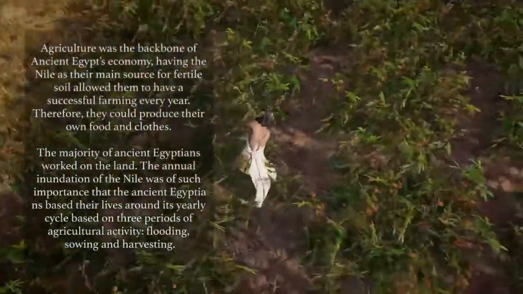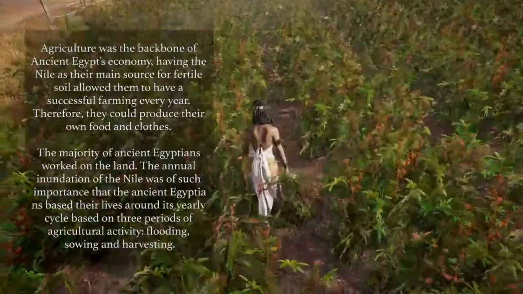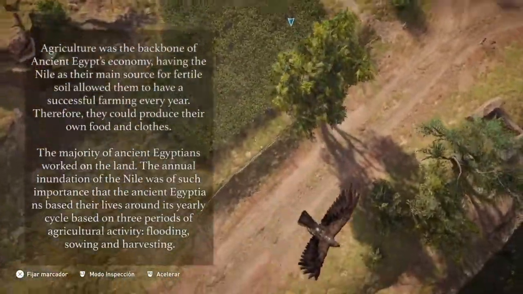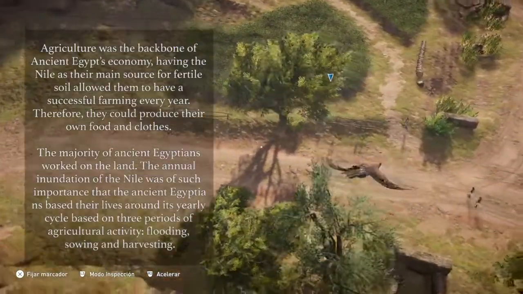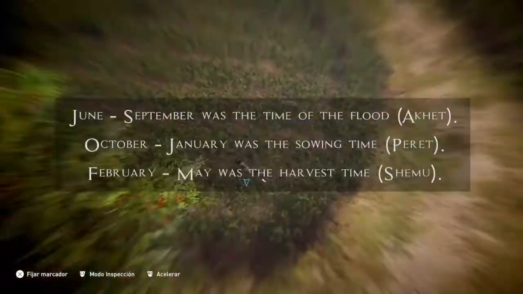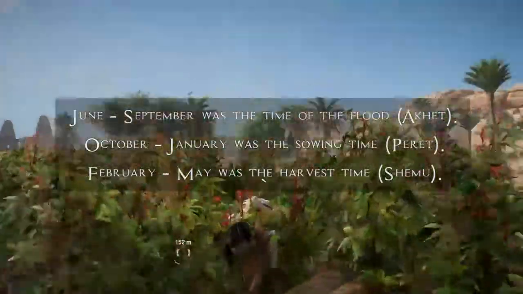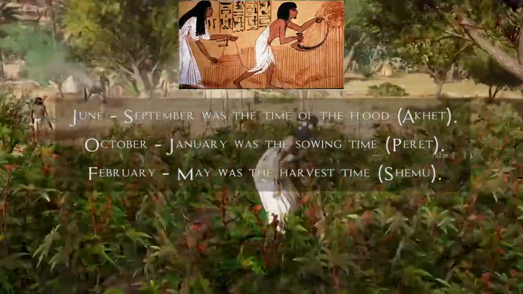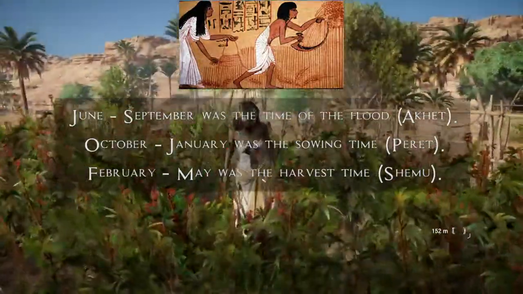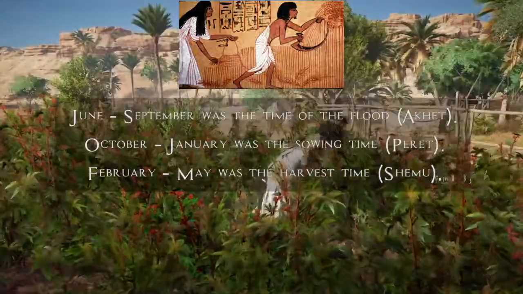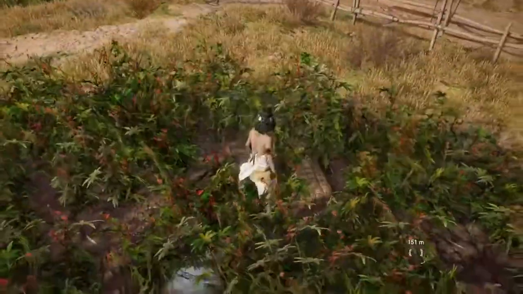The annual inundation of the Nile was of such importance that the ancient Egyptians based their lives around its yearly cycle, based on 3 periods of agricultural activity: flooding, sowing, and harvesting. June to September was the time of flooding, Akhet. October to January was the sowing time, Peret. February to May was the harvest time, Semu.